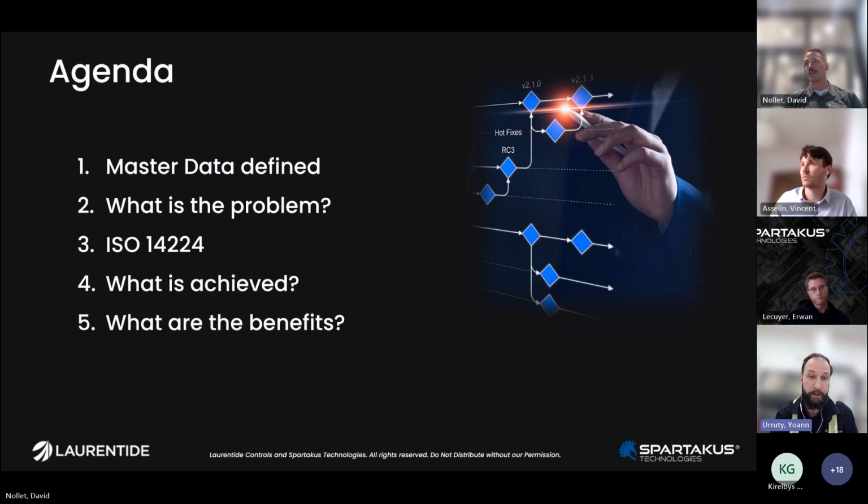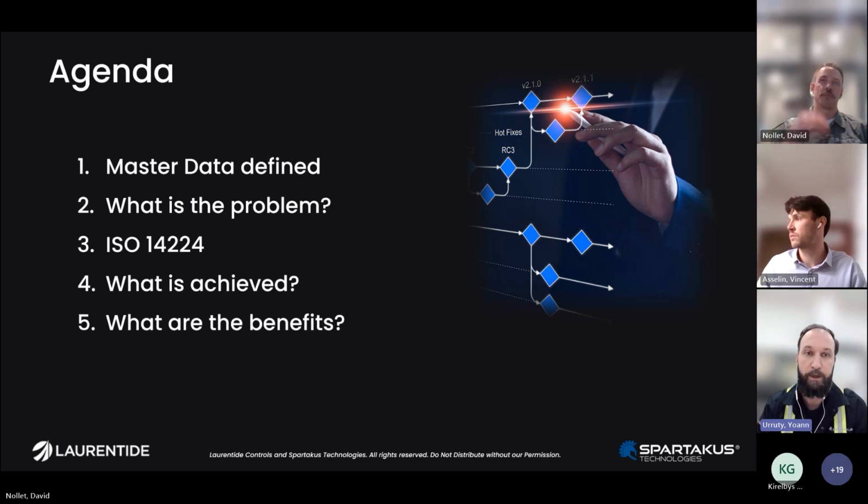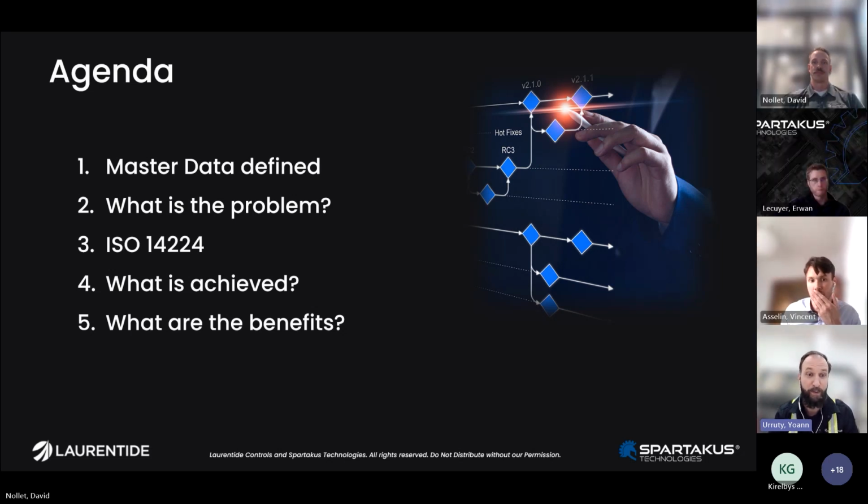So the agenda for today. We're going to define master data. It's sometimes a definition that is not very, how would I say that, not something that you know by heart, or something that is very intuitive. So we're going to define what it means, what it relates to. We're going to talk about typically the problems that we see in industrial and manufacturing facilities with regards to asset master data. Of course, we'll talk about ISO 14224, which is a standard in the industry that we've been implementing for many years. And of course, we'll see the end results and the benefits, right?